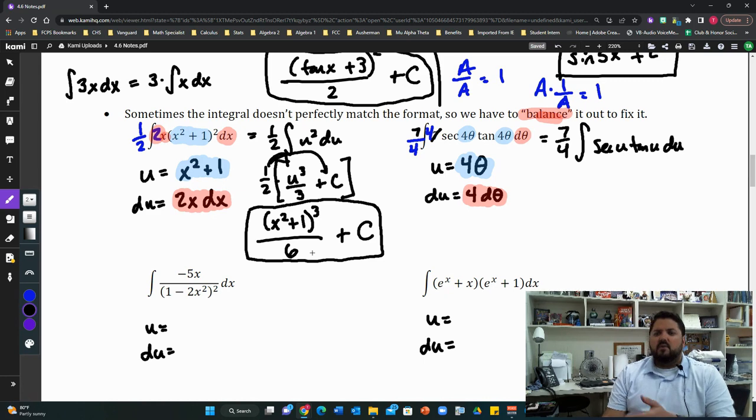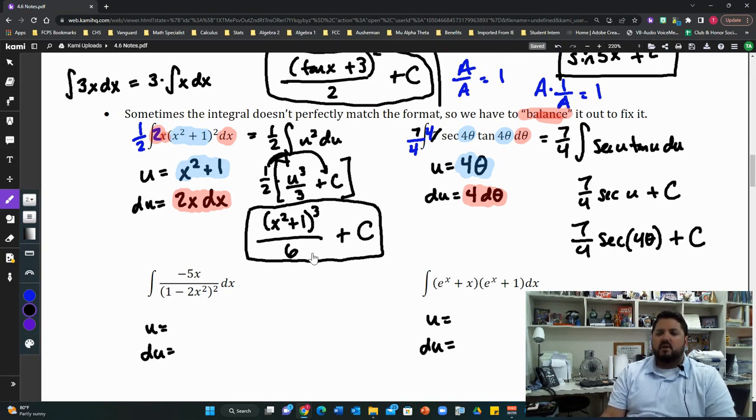Integration of secant of u, tangent of u, that just turns into secant of u plus c. And then again at the end, we can substitute our u back in there. So we get 7 over 4 times secant of 4 theta plus c.